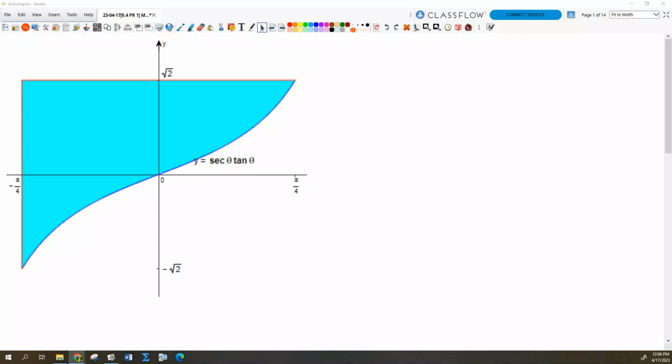Let's talk about this one. So you're supposed to find that area, the shaded area. How are you going to do that? It looks weird because it's an area that's above a curve. But remember, we're looking to find some of these weird areas by subtraction.